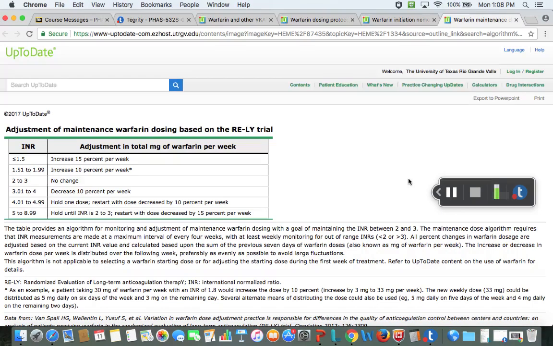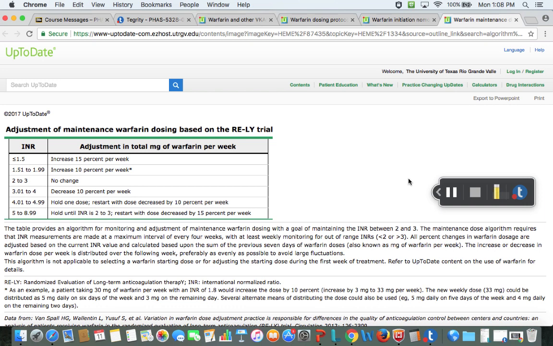And then some of this fine print here, I'll read to make sure you guys can see. The maintenance dose algorithm requires that INR measurements are made at a maximum interval of every 4 weeks with at least weekly monitoring if the INR is out of range. And then all percent changes in warfarin dosing are adjusted based on current INR value and calculated based on the sum of the previous 7 days of warfarin dose, which I was saying to you, get that milligrams of warfarin per week dose. And then the increase or decrease in warfarin dose per week is distributed over the following week and preferably as evenly as possible to avoid large fluctuations. And also that helps with compliance, etc.